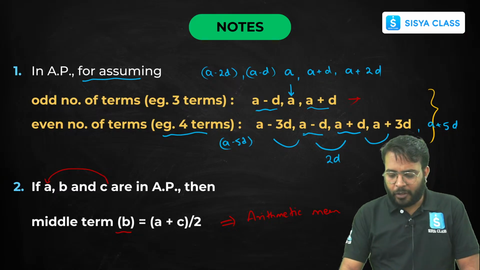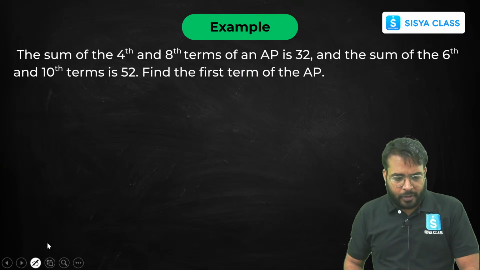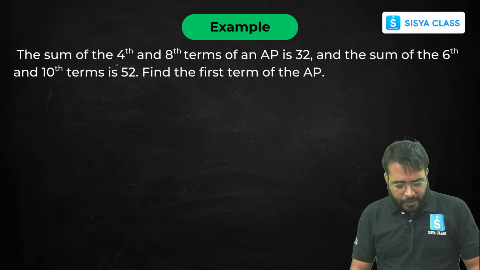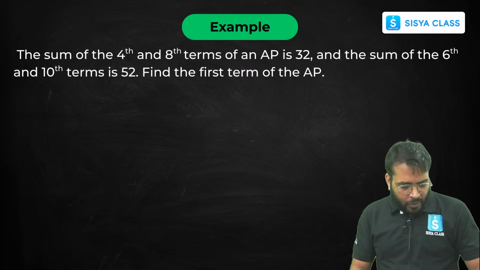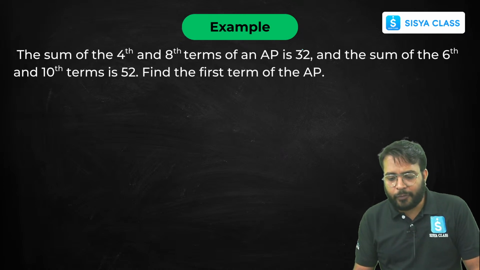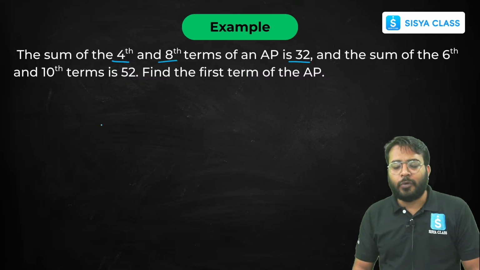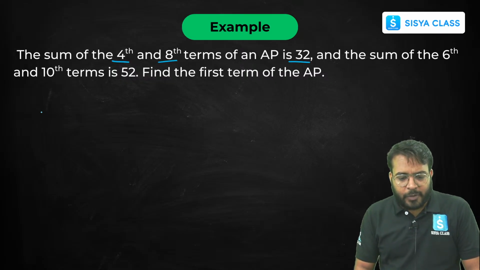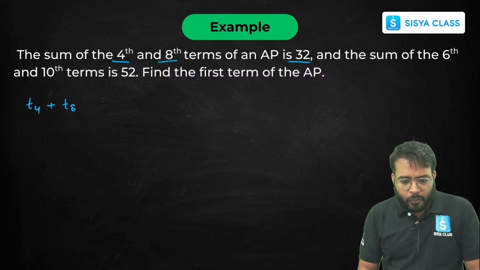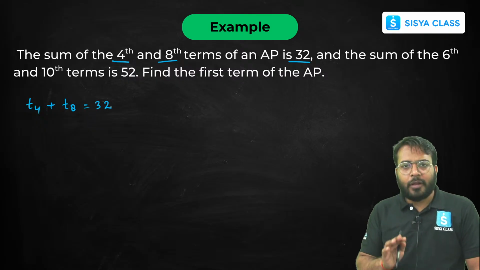All right. Now let us take one example. See what they are saying there. They are saying that the sum of the fourth and the 8th term of an AP is this one. The 4th term and the 8th term, when you add them, you are going to get 32. That means T4 plus T8 is going to be 32, right? Yes or no? This is from this statement.